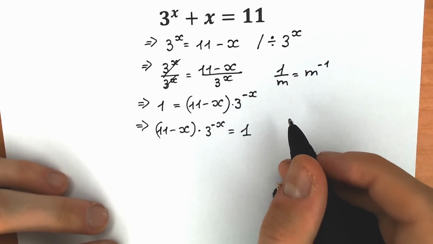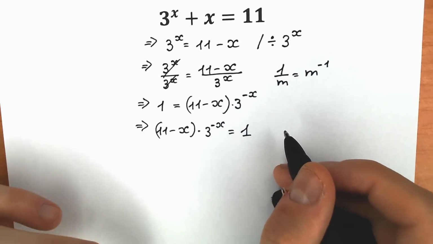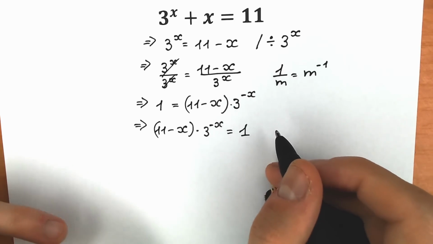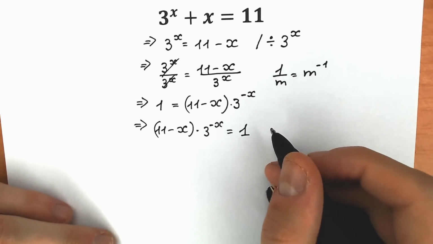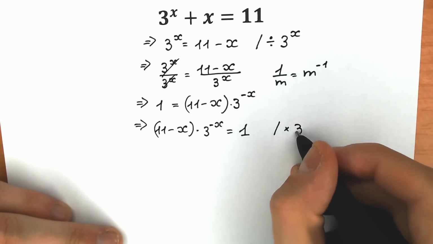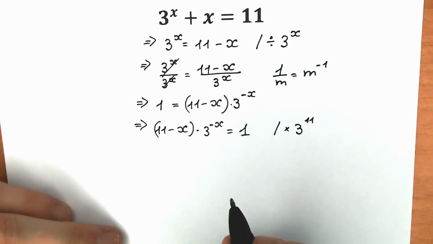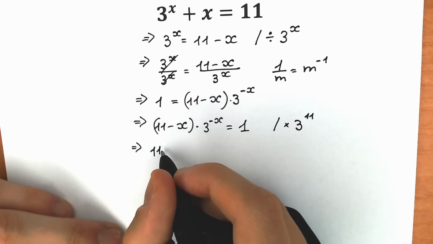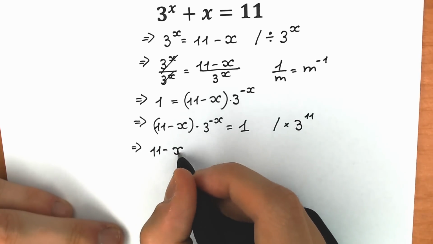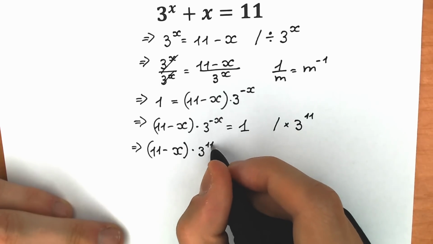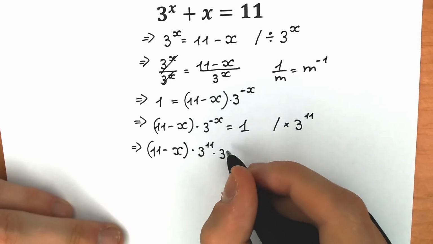What are we going to do next? Right now, let's multiply both sides by 3 to the power 11. Let's see what will happen. Don't ask me why. This is a very tricky moment, and in a few seconds you will understand why I multiplied both sides by 3 to the power 11. So let's multiply both sides by 3 to the power 11. What do we have as a result? We will have 11 minus x, times 3 to the power 11, and we still have times 3 to the power minus x.